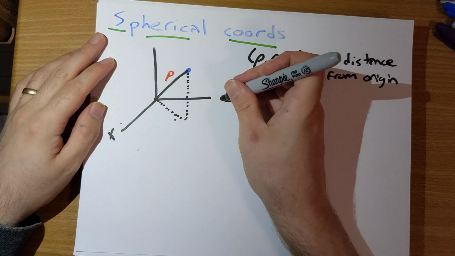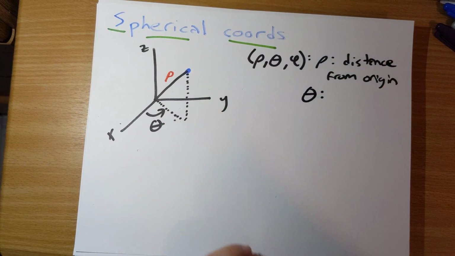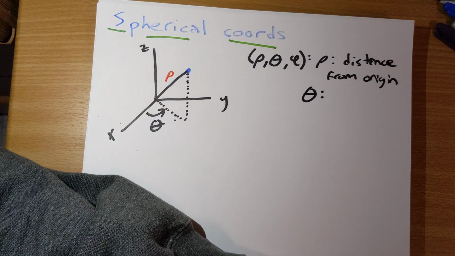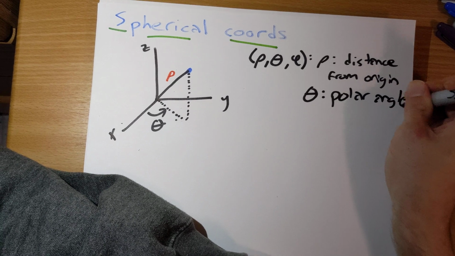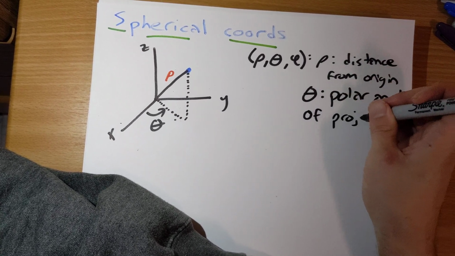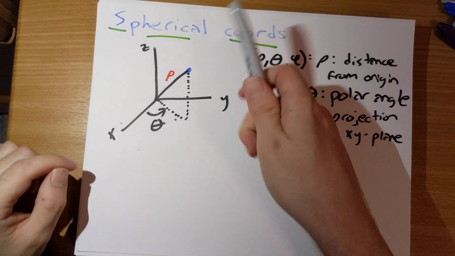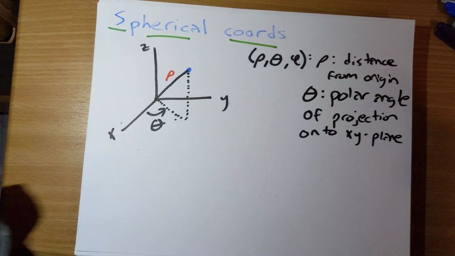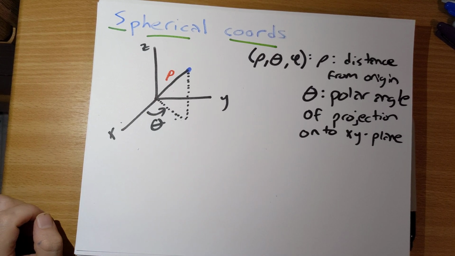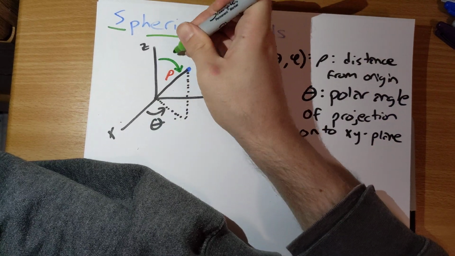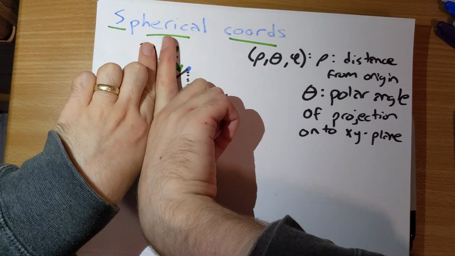So theta, let me just label X, Y, and Z here. Theta is going to be the same kind of idea as for polar coordinates, cylindrical coordinates. Theta is the polar angle of the projection of your point onto the XY plane. So here's your point, project it down to the XY plane, do theta just like you would for polar coordinates. And then the last one, phi, is maybe the most interesting. Phi is the angle that you are from the positive z-axis.